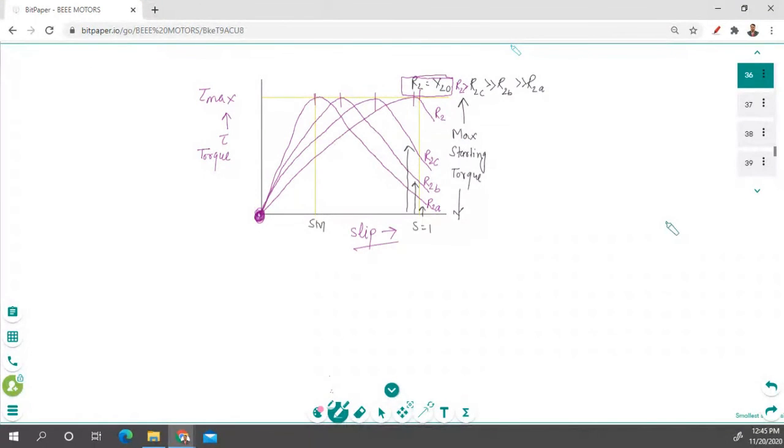Quickly give your response. Have you understood this graph? So this will complete your three-phase as well as single-phase induction motor. Now, from the next lecture onward, we will start DC motors. So if you have any doubt, you may ask your doubt right now. Those who have no doubt may leave the session now.